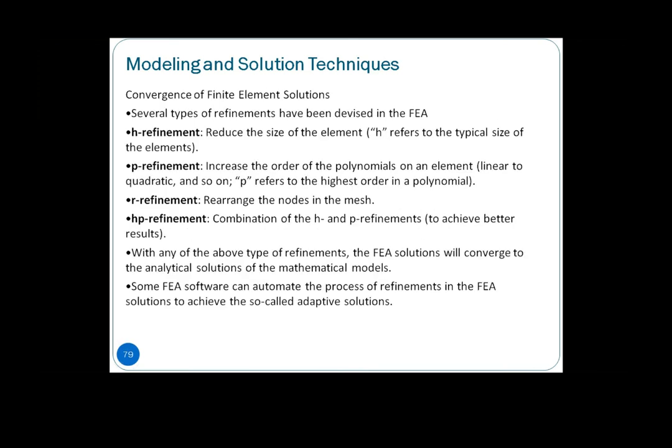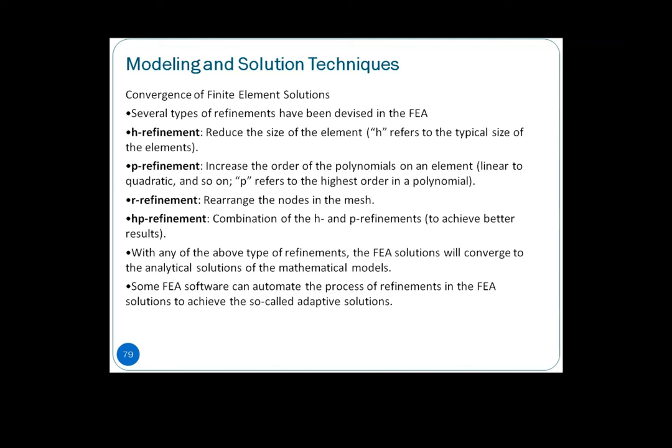So we have several types of refinements to go as close as the actual or exact problem solutions. A few ways we can do it. Either we reduce the size of elements, meaning we increase the number of elements. Here we call it H refinement. We want to improve our accuracy through refinement of the size of the elements. Another type is P refinement.